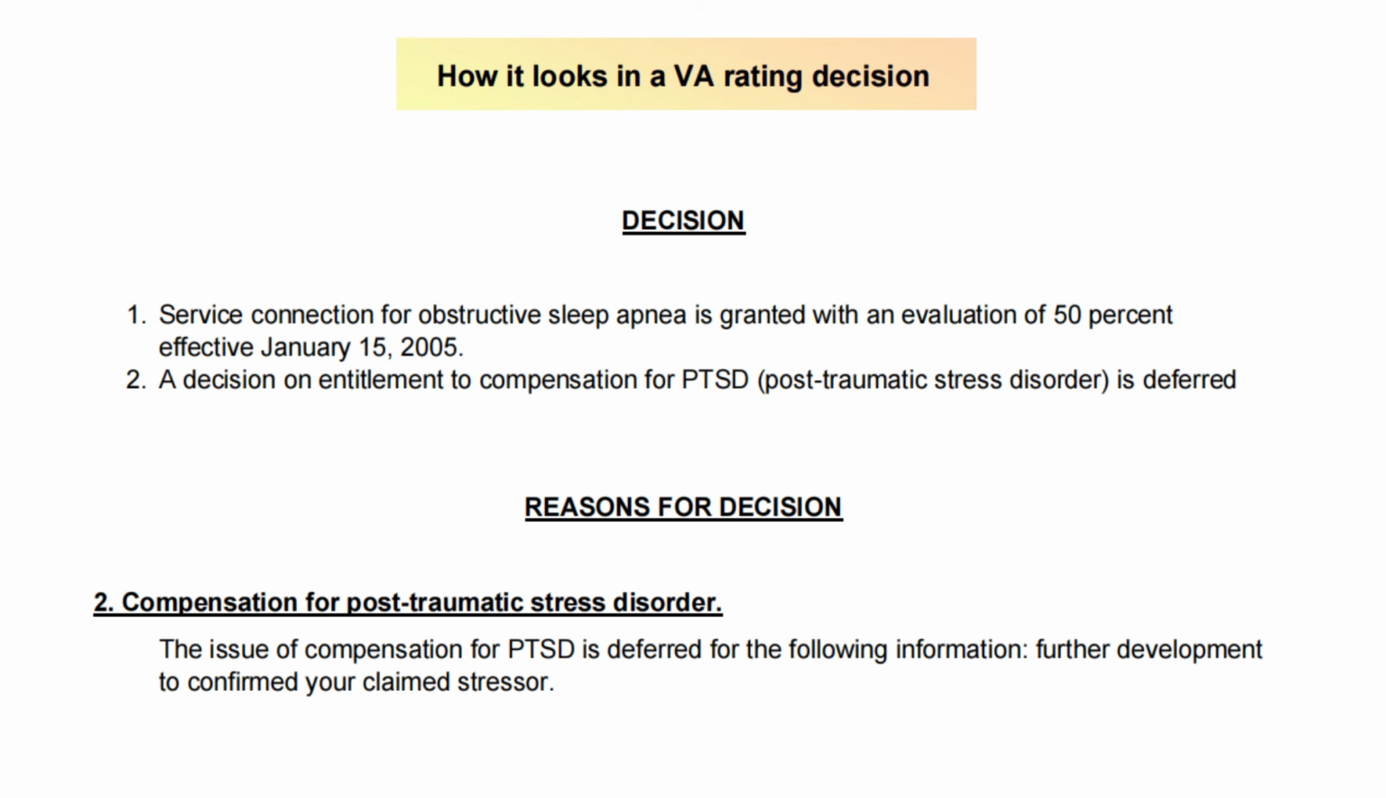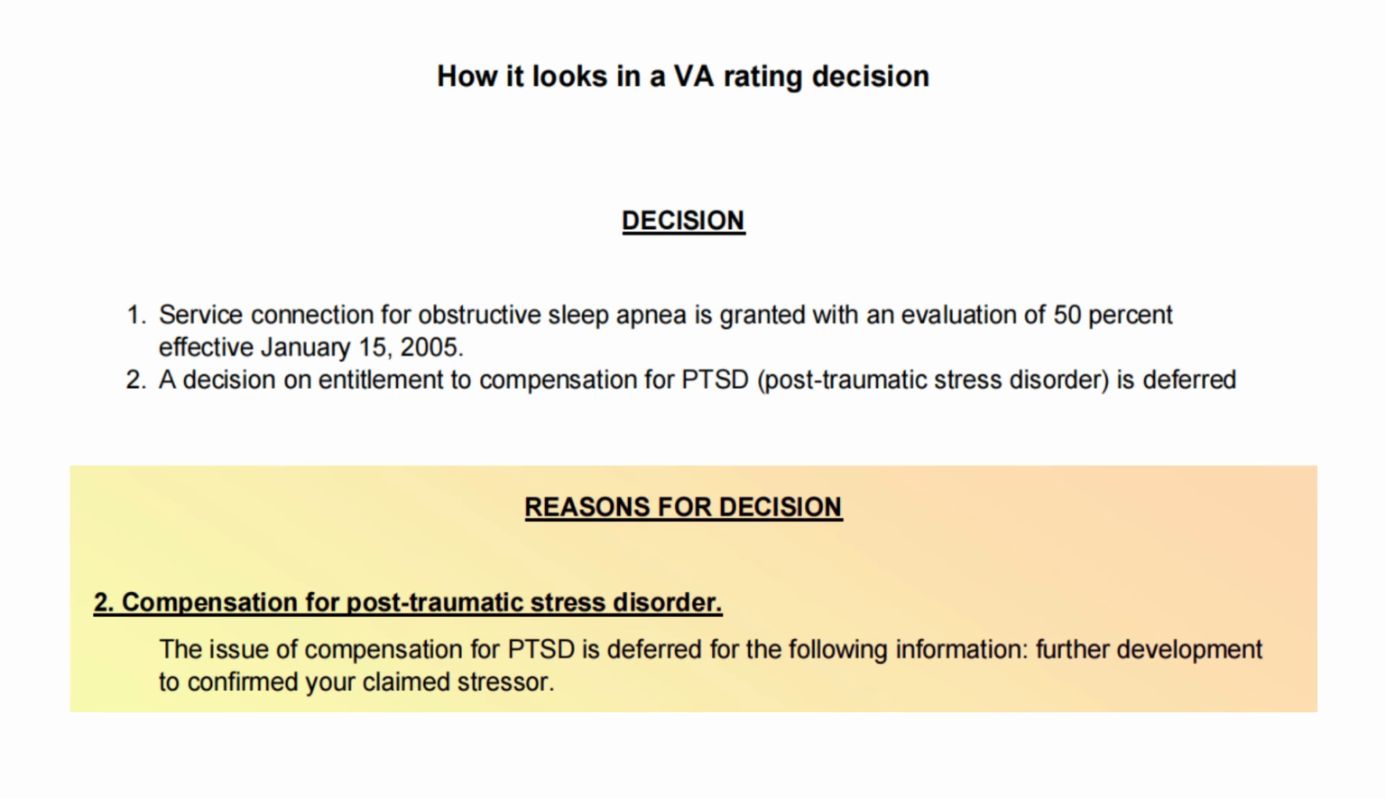So as you can see in the decision section, it says service connection for obstructive sleep apnea is granted with an evaluation of 50% effective, and it gives the date. Then it says a decision on entitlement to compensation for PTSD is deferred. So they're telling you in the decision section what was granted and what was deferred. Now, in the reasons for decision, it says compensation for post-traumatic stress disorder. The issue of compensation for PTSD is deferred for the following information. Further development to confirm your claimed stressor.